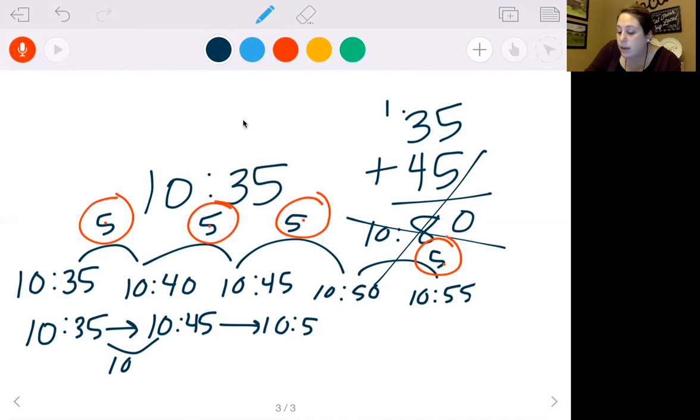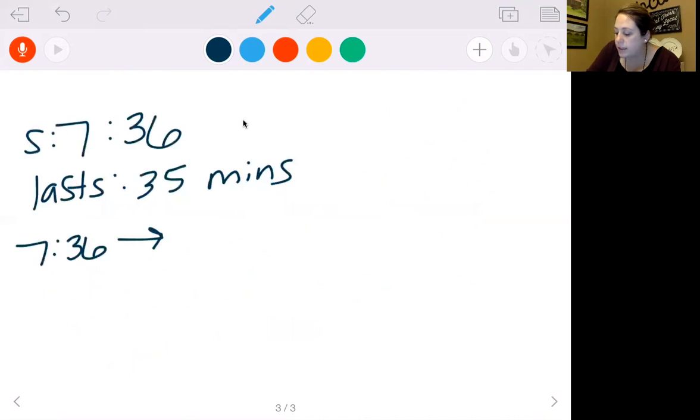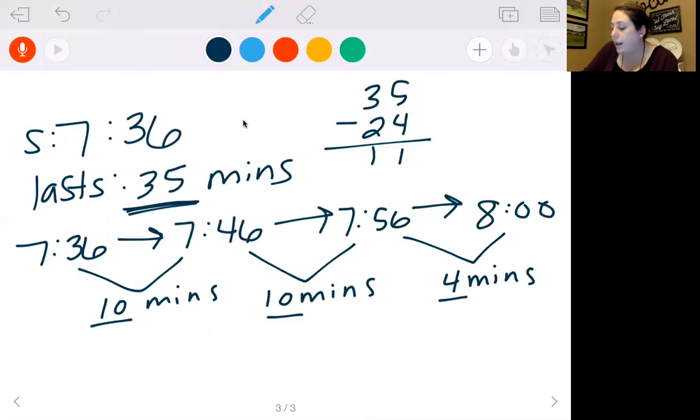It lasts, now this is different from the last chapter, 35 minutes. So if we go to 7:36 to 7:46 is 10 minutes. To 7:56 is 10 minutes. So now I'm at 20 minutes. 7:56 to the next hour, 8 o'clock, is 4 minutes. So now I'm at 10, 20, 24 minutes. I need to get to 35 minutes, so let's see how far I have to go. I need 11 more minutes.